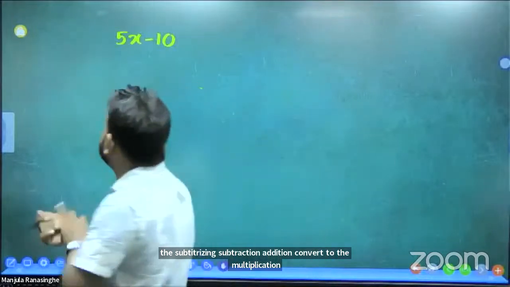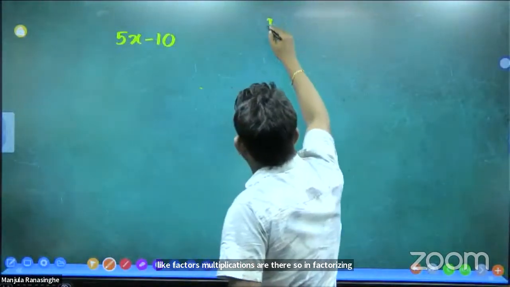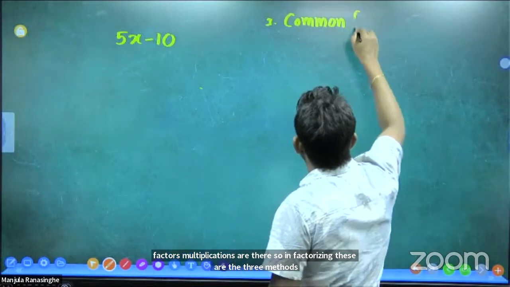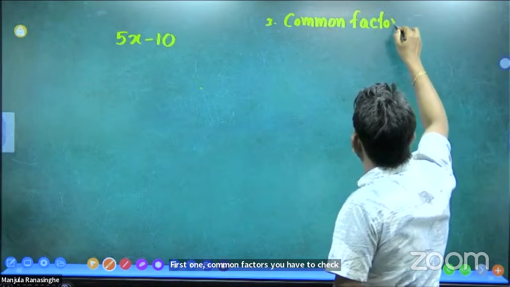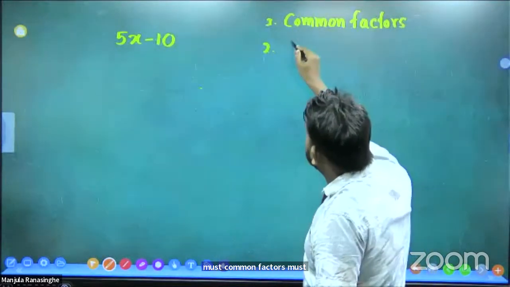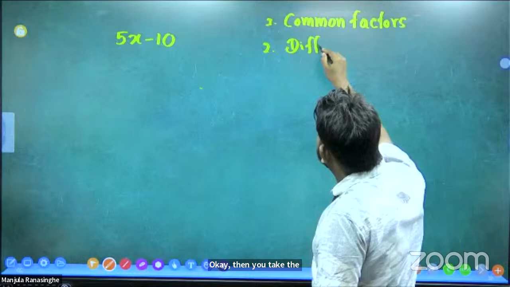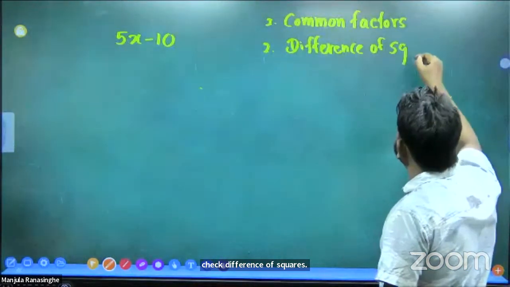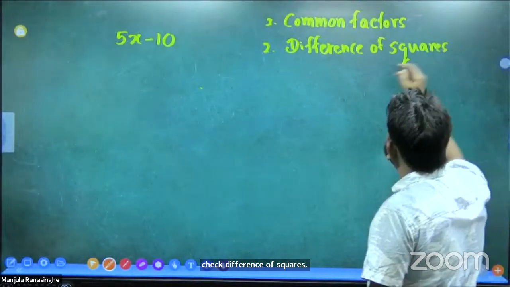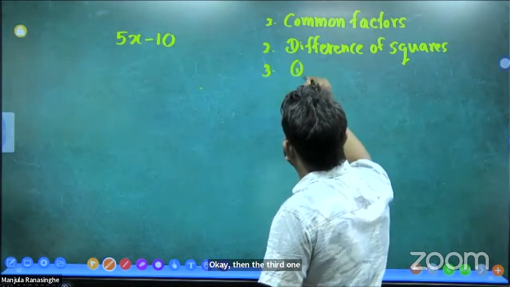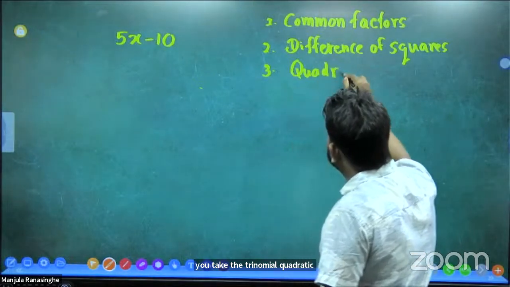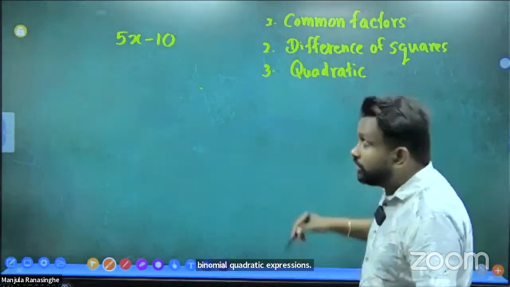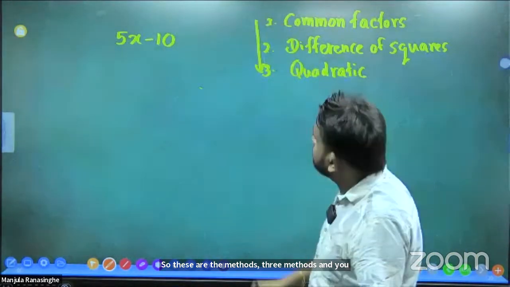So in factorizing these are the three methods. First one, common factors. You must check common factors. Then you take the difference of squares. You check difference of squares. Then the third one, you take the trinomial quadratic expressions. These are the three methods, and you have to follow the same order.